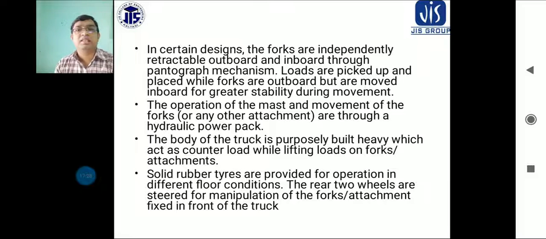And the rear two wheels are steering wheels for manipulation. That means the manipulation of the fork will be here. That is the attachment fixed in front of the trucks. In front of these trucks you require attachments to help with material handling properly, in the upward direction as well as the downward direction.